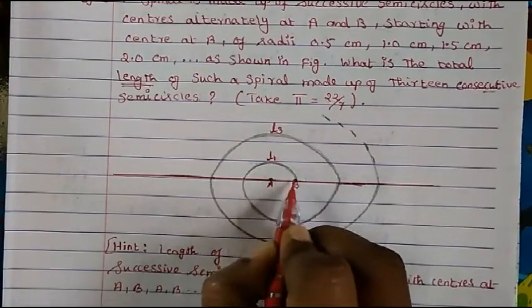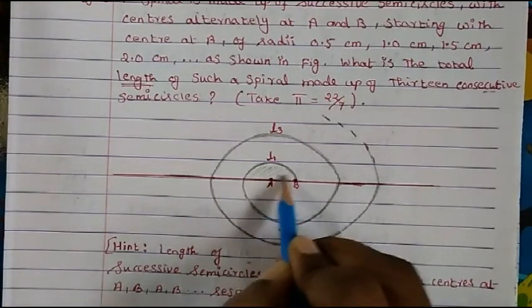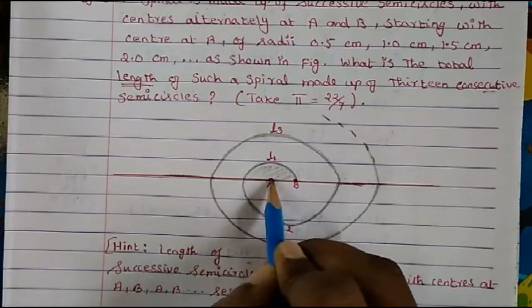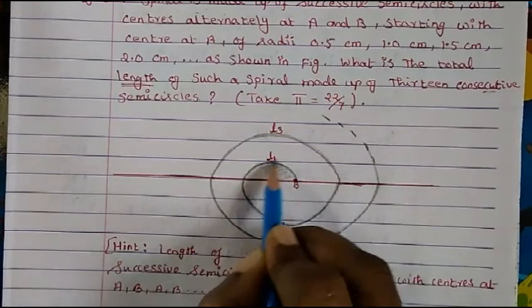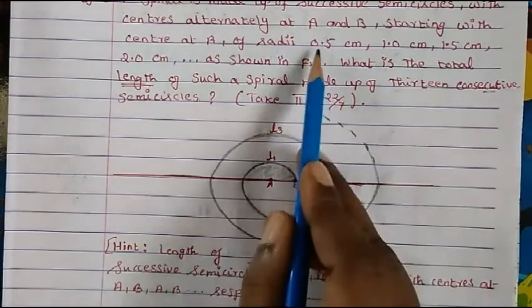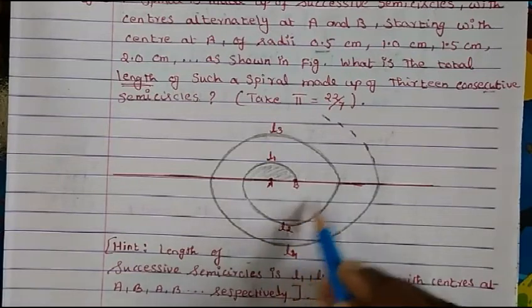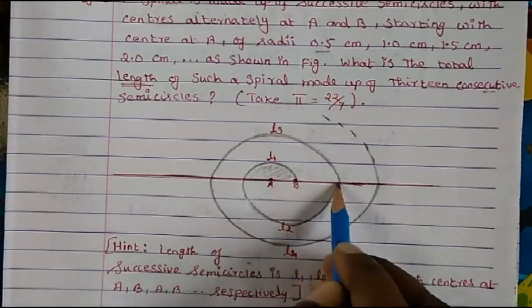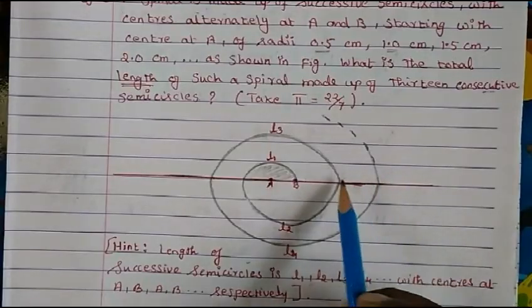So this is the first semicircle, this part. And what is the radius for this? Center is A. If this is a circle, this is a semicircle, so the radius is how much? 0.5 centimeter. So the next semicircle comes in this part. Here the center is B. Center is B means the radius will be how much? Radius is 1.0.